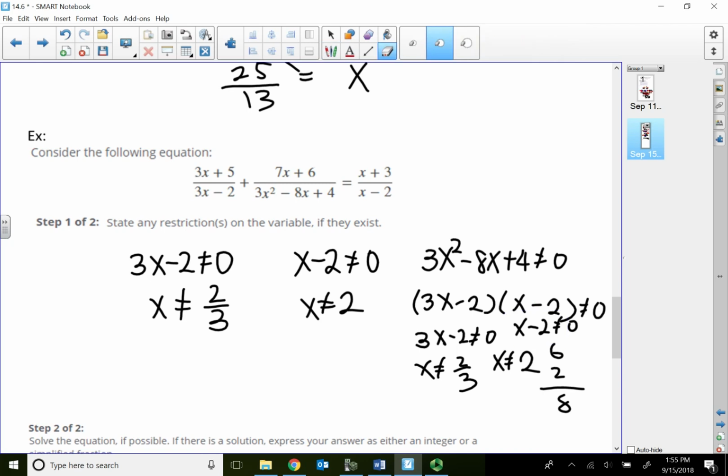All right, so I basically just have two different restrictions. x cannot be 2/3, x cannot be 2.